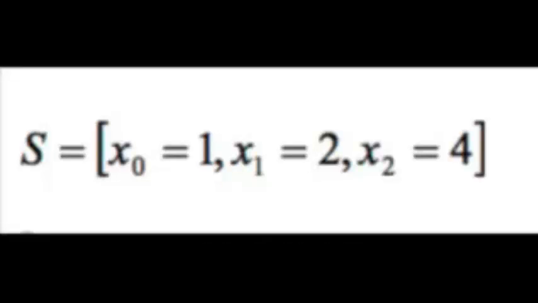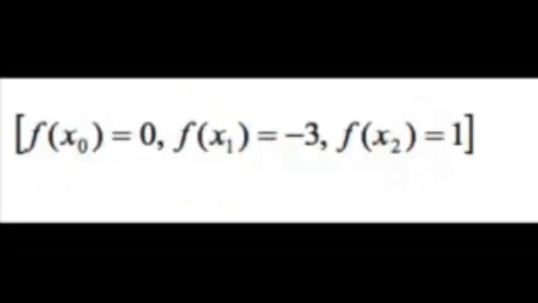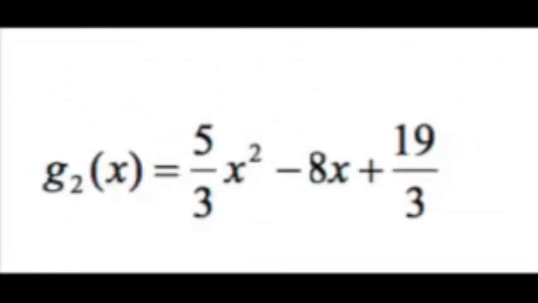And now, an example of application of the Lagrange interpolation formula, the case of a function f of x which takes the values 0, 3, and 1 at 1, 2, and 4 respectively. Find the interpolation polynomial, with the interpolation nodes, the interpolation basis, and the function values at the nodes. And this is the process. And this is the result. Thanks for your attention.